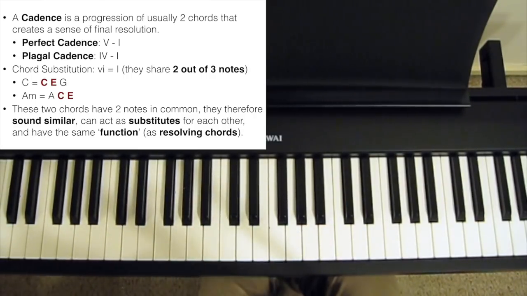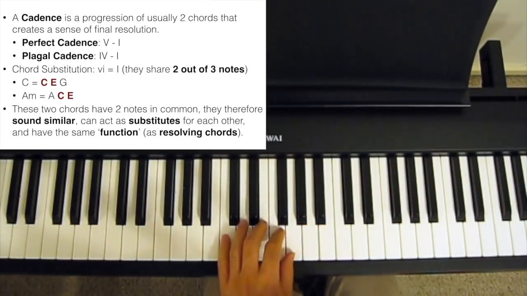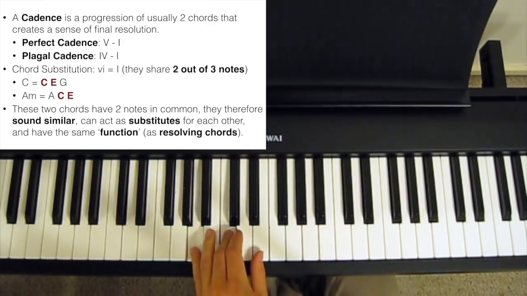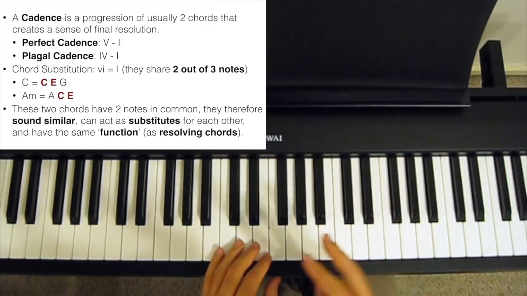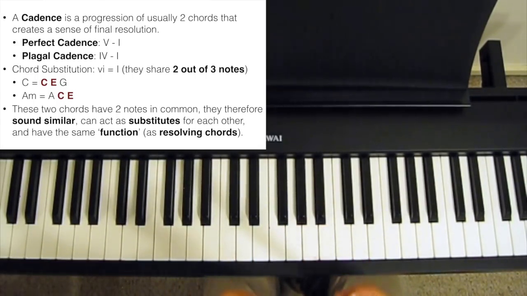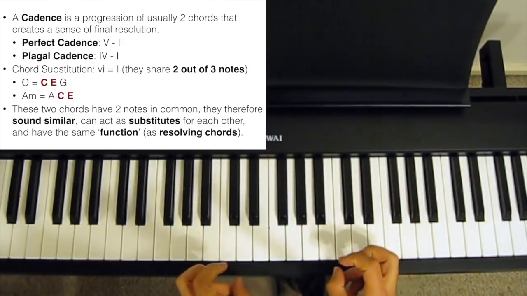And another thing to note is that the 6 chord is a substitute for the 1 chord. So for example, our 1 chord is C major, so we have the notes C, E, G, and our 6 chord is an A minor, so we have the notes A, C, E. So they have 2 out of 3 notes in common. This means these 2 chords sound similar to each other and therefore can substitute for each other, and in technical language they share the same function.